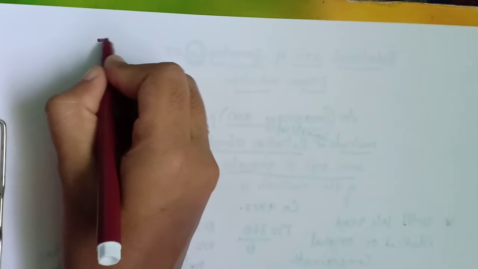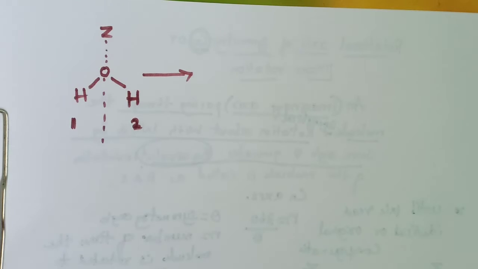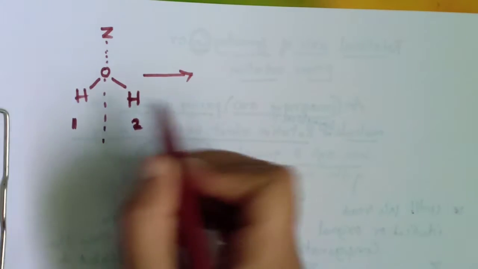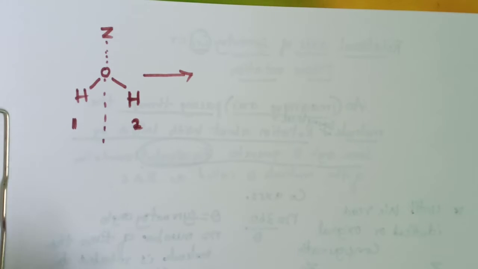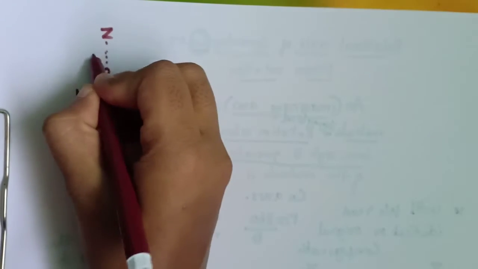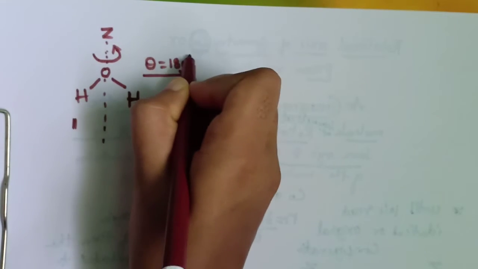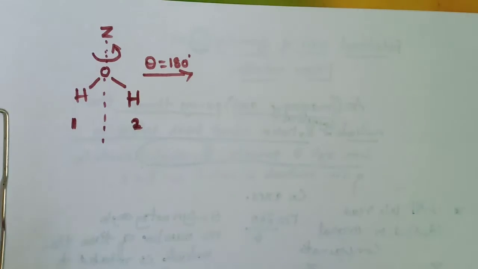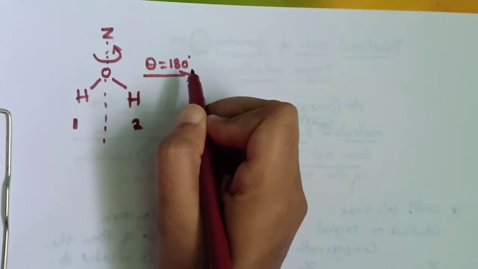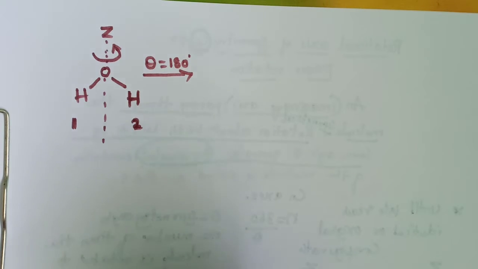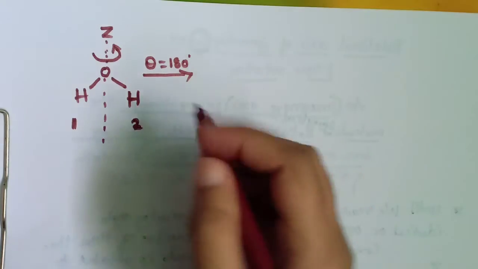So this is the Z axis. By the definition, the imaginary axis passes through the molecule and divides it symmetrically into two equal halves. Now let's carry out the rotation, theta equals 180 degrees. Theta is the symmetry angle. Rotation about the axis by some angle theta generates an equivalent orientation. So now we have rotated the molecule by 180 degrees.